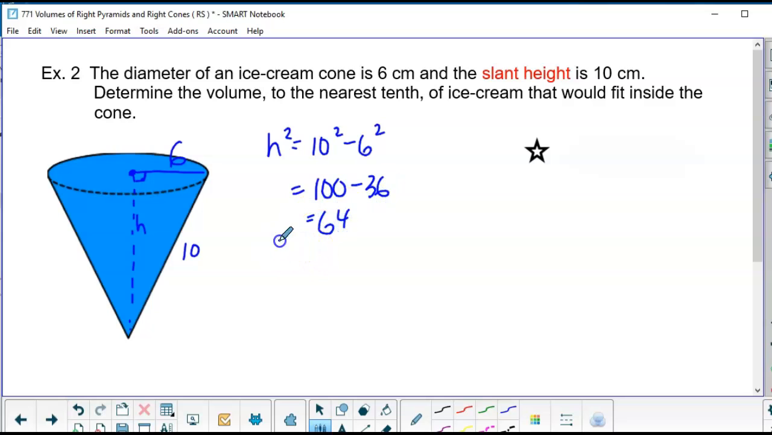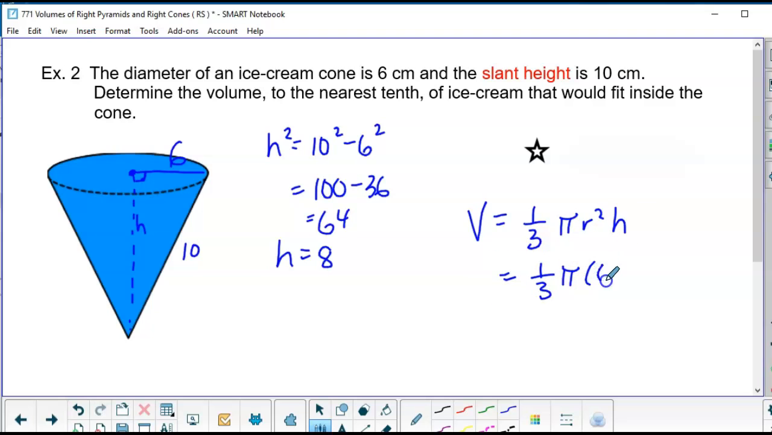And that works out nicely. h is going to be 8. Square root of 64 is 8. So volume is going to be 1/3 pi r squared times height, which is 1/3 pi times 6 squared times 8. Okay, so 1/3 pi times 36 times 8.